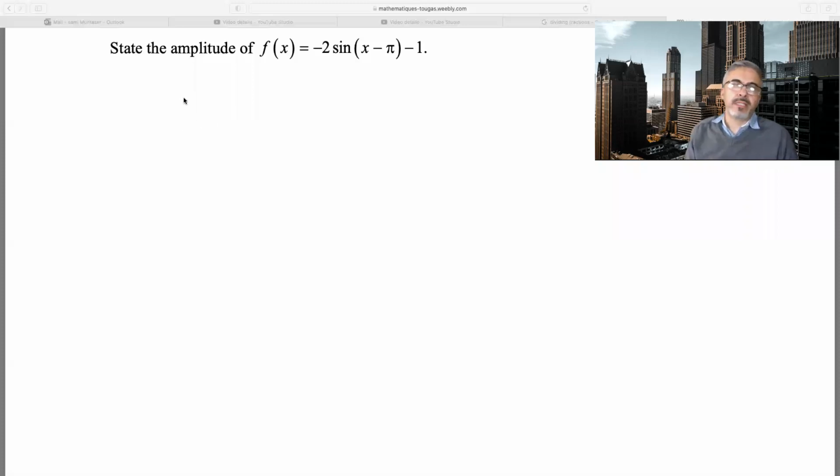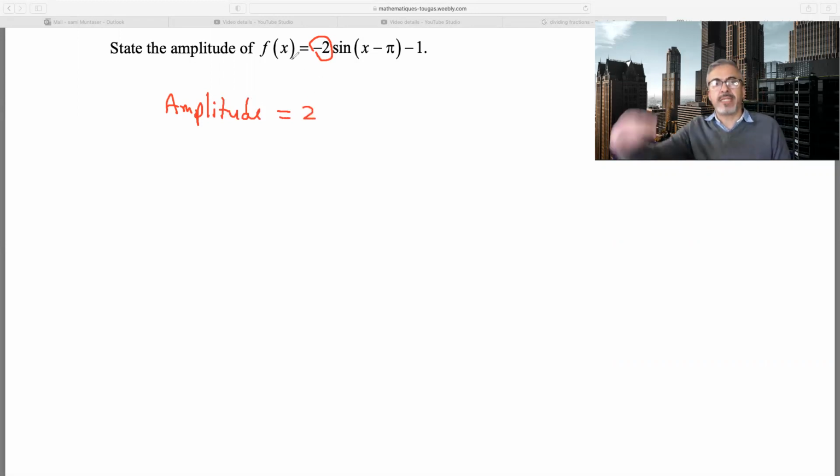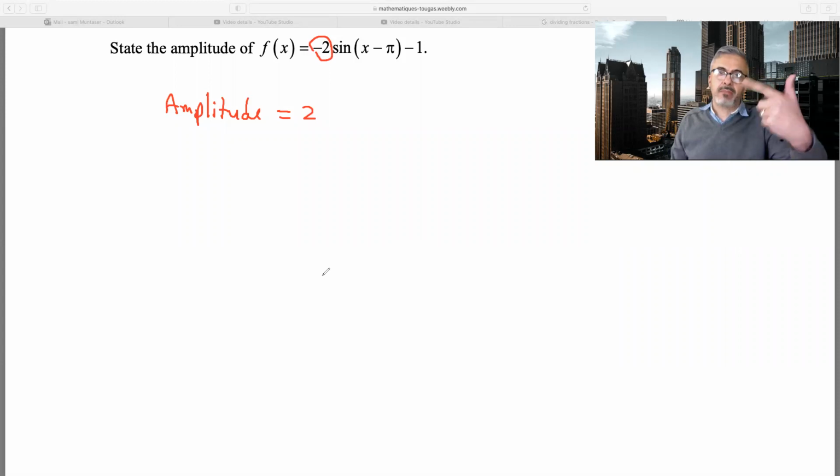Here's a quick question. State the amplitude of f of x equals -2 sine x minus pi minus 1. So always remember, when you're doing the amplitude, the common mistake that students make is they look at this right here and they think that all of this is the amplitude. No, it's not. The amplitude equals 2. The negative just represents a reflection over the x-axis. So basically your maximums become minimums and your minimums become maximums.